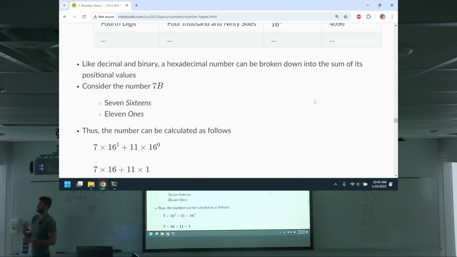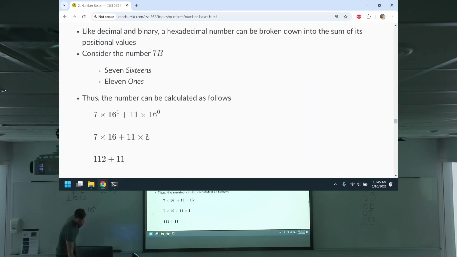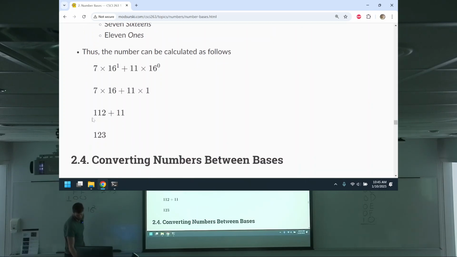Like decimal and binary, hexadecimal numbers can be broken down to the sum of their positional values, if it wasn't obvious already. So if I have the number 7B, I have 7 16s plus 11 1s, where B means 11, because A is 10 and B is 11. If I have 7 16s, that's 7 times 16. And if I have 11 1s, that's 11 times 1, which is 11. That's 123. Well, that's pretty neat, right?